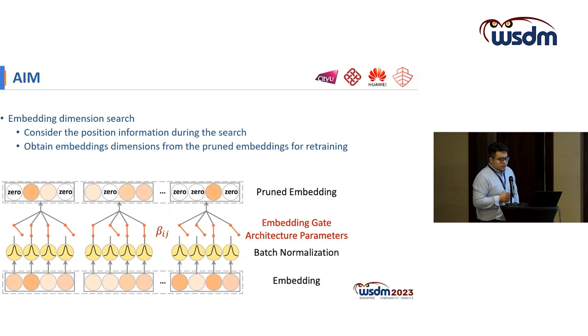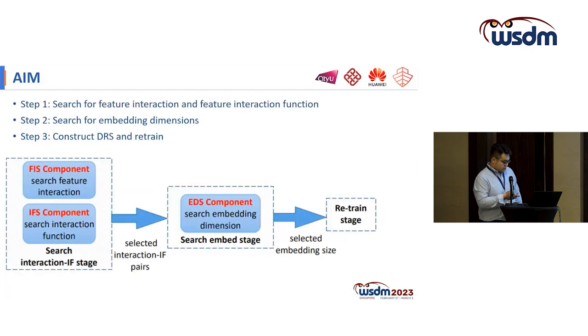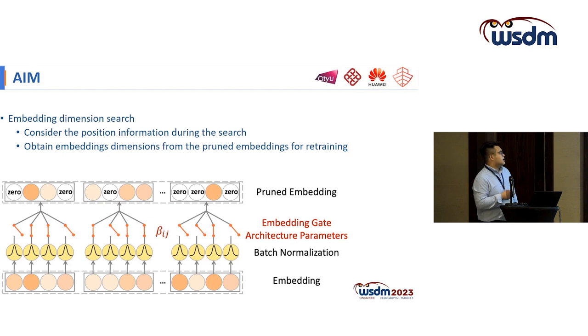And last, the embedding dimension search is different for the search and the retraining. During the search, the position information is preserved since the position also reflects the effect on the prediction. That's to say, we wonder which embedding dimensions are redundant rather than how many embedding dimensions are redundant. For the retraining, to get the corresponding embedding sizes, we just convert these pruning embeddings with position information to fixed integers as the embedding size.